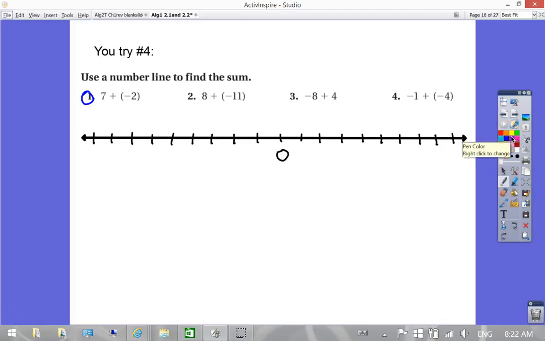So first I start at the 7, right? 1, 2, 3, 4, 5, 6, 7 would have been right there. There's 7. And the -2 means go which direction? To the left. Right. So then we're going back 2. Right? That's the -2. And so where do we arrive? 5.